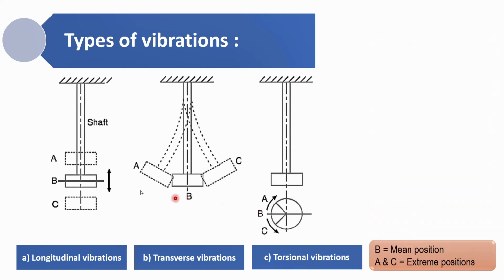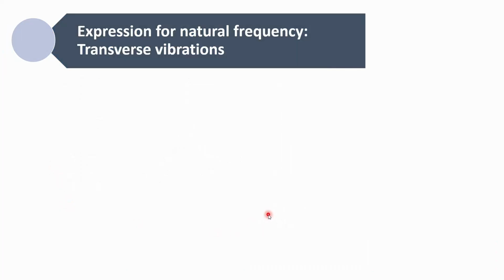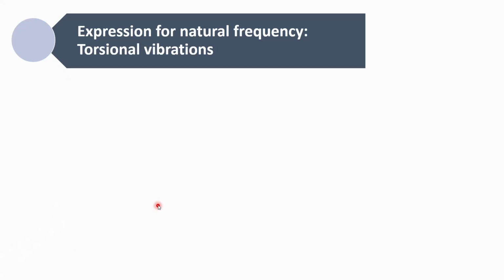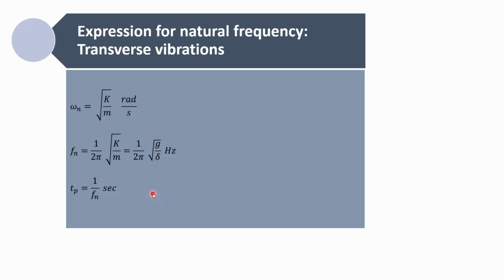So this B is known as the mean position and A and C are known as the extreme positions over here. In the next lecture, we'll start with the examples on these vibrations. So before we go for the examples, just remember these expressions for the transverse vibration.